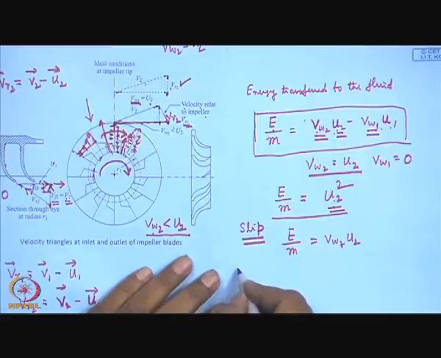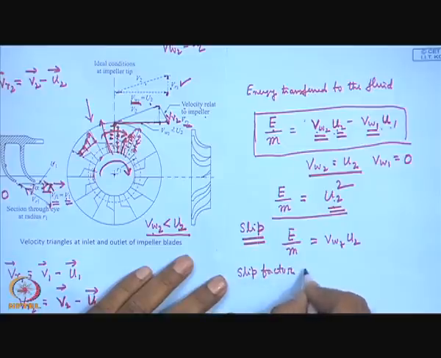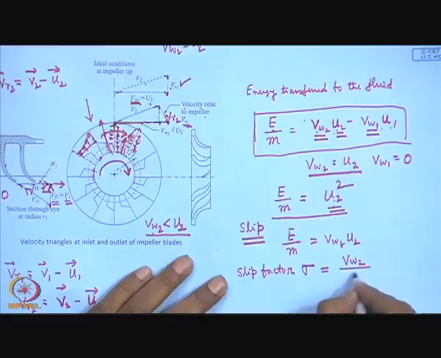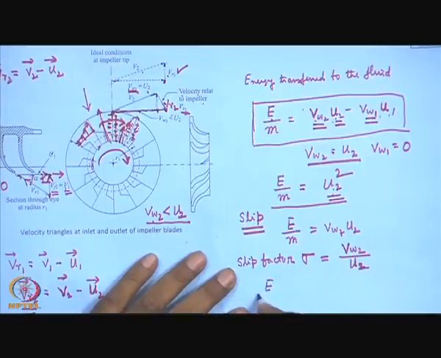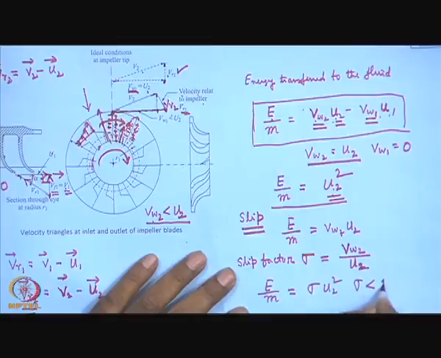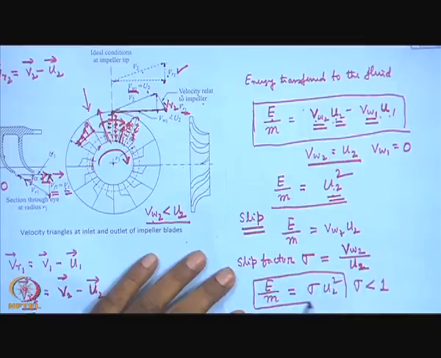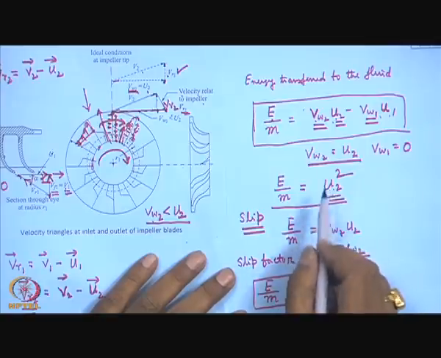Here a terminology is defined, the slip factor. A factor is defined, known as slip factor, which is symbolized as sigma. I did it for the centrifugal pump also, which is defined as the ratio of the outlet whirl component, or the tangential component, of the fluid at outlet, divided by the tangential speed of the rotor at the outlet, VW2 by U2. So, in terms of the slip factor, we can define that the energy per unit mass is then sigma U2 square, and sigma is less than 1. Therefore, because of the slip, a smaller amount of energy is imparted to the fluid as compared to what there would have been had there been no slip.